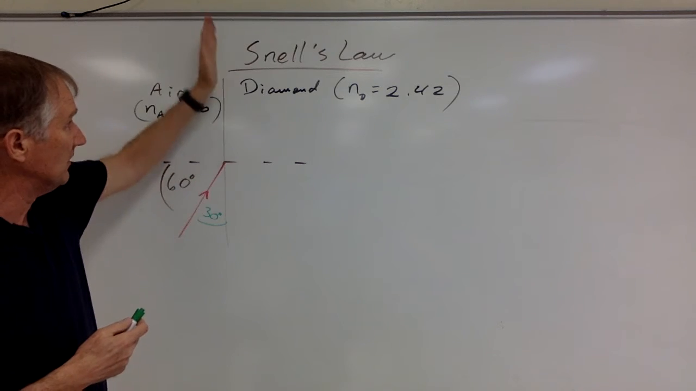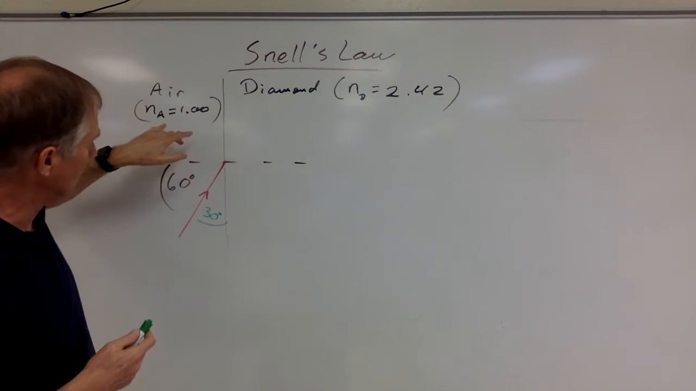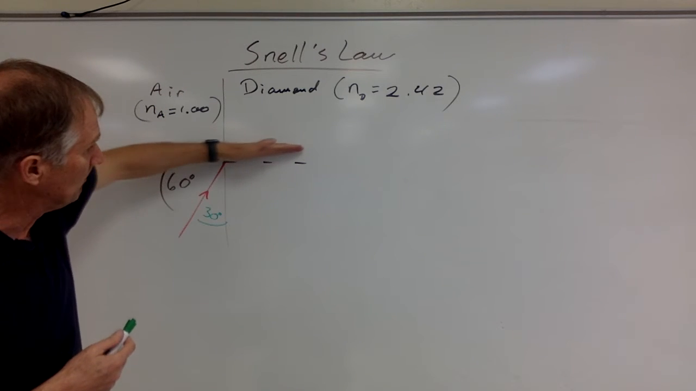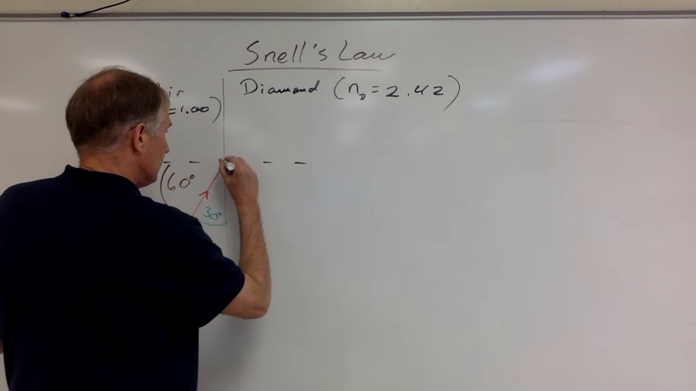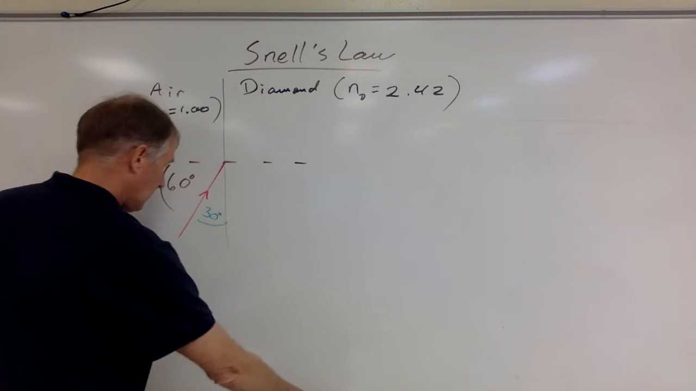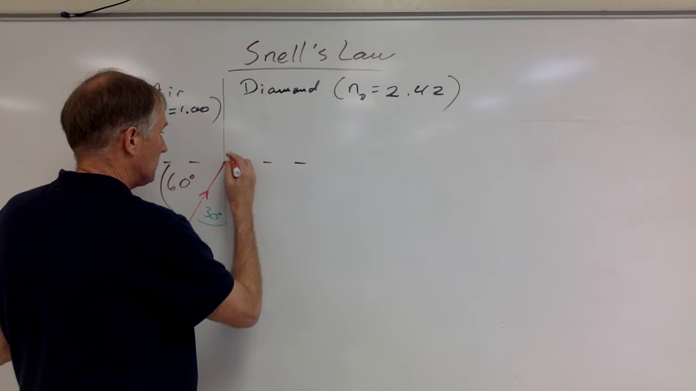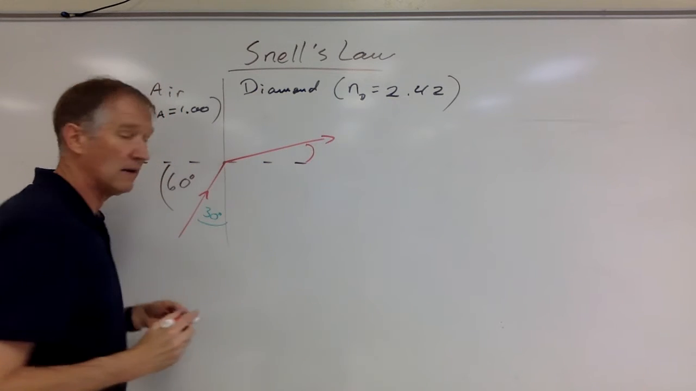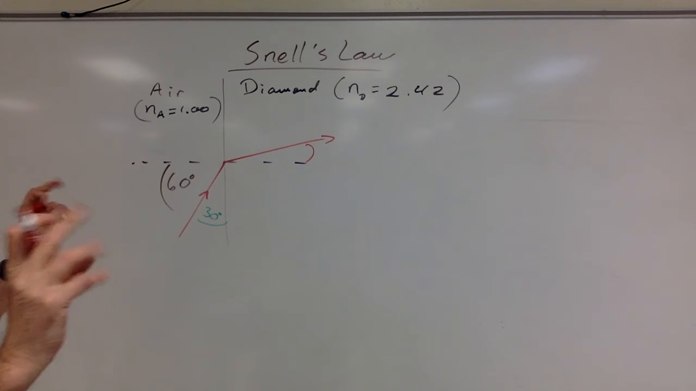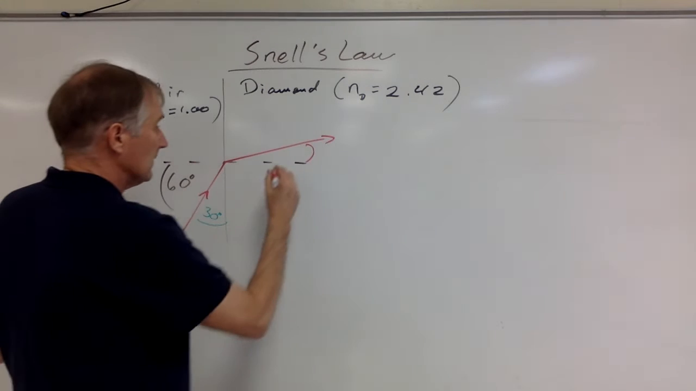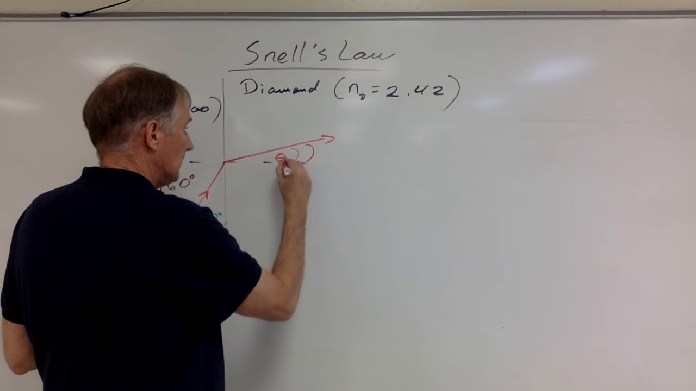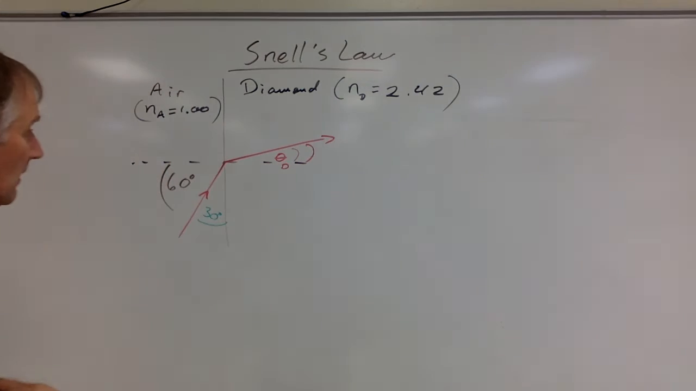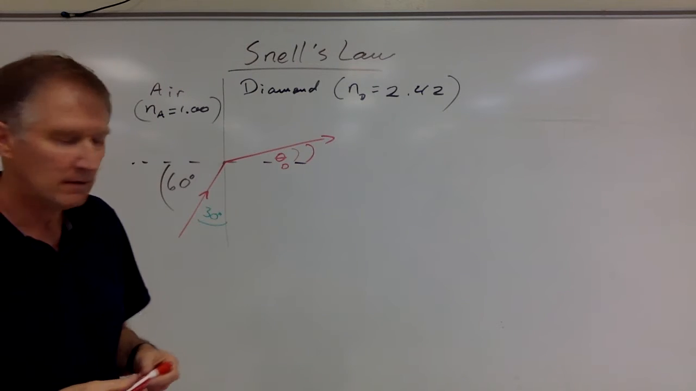When it goes into something less dense, it bends away, but there's nothing less dense than air except for a vacuum. So when it bends into the diamond, it's still the same color. It hasn't changed frequency, remember, it just changes speed and wavelength. It's going to bend towards the normal, a tighter angle. And let's find that angle in the diamond, theta d, d for diamond.